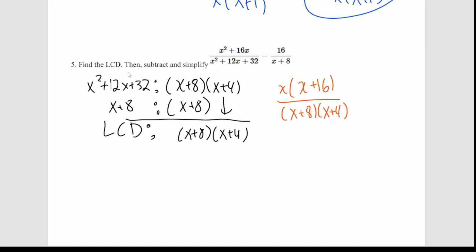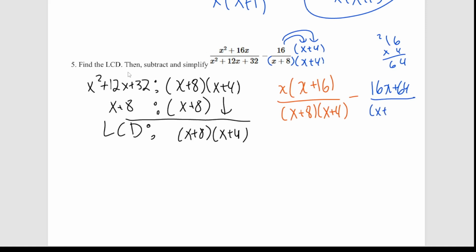And then minus, and then the second one we are going to have to also multiply by something in order to make it over that greatest common factor, in this case x plus 4. So we're going to wind up with, I'm going to distribute that 16 to both, 16x plus, and then 16 times 4 is going to get us 64, all over x plus 8 times x plus 4.